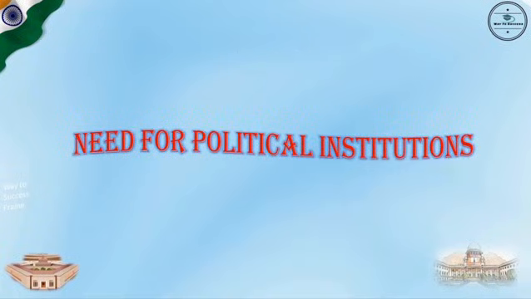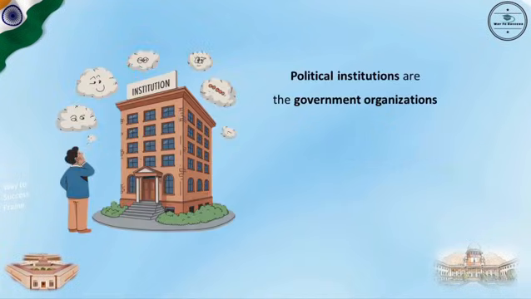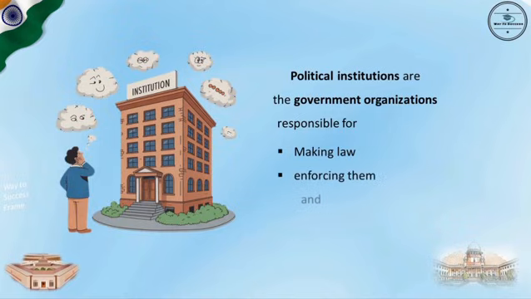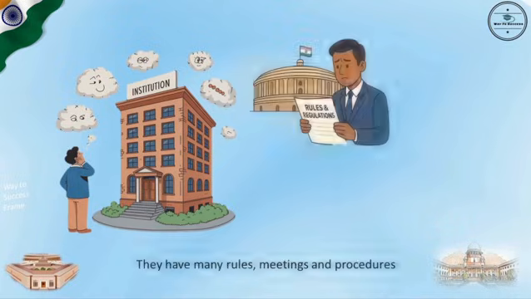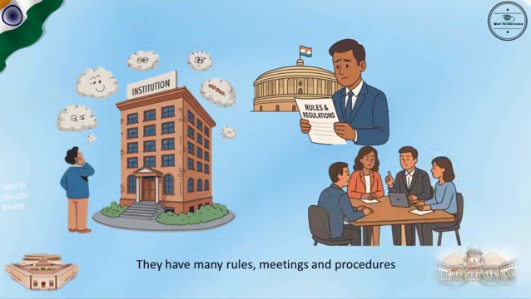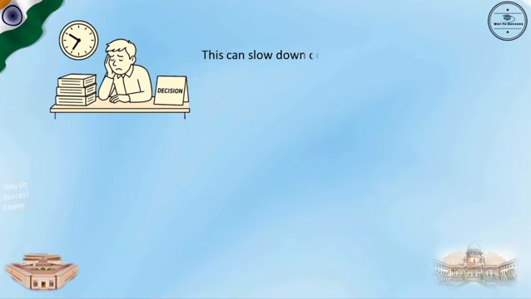Need for political institutions. You already know that political institutions are the government organizations responsible for making laws, enforcing them, and ensuring they are followed. Working with institutions is not easy because they have many rules, meetings, and procedures. This can slow down decision-making and make things complicated.